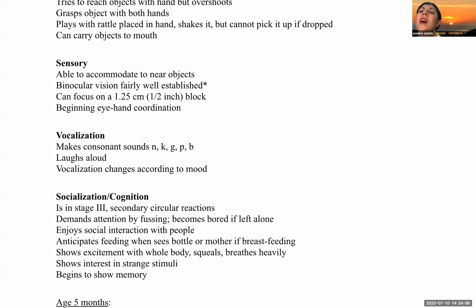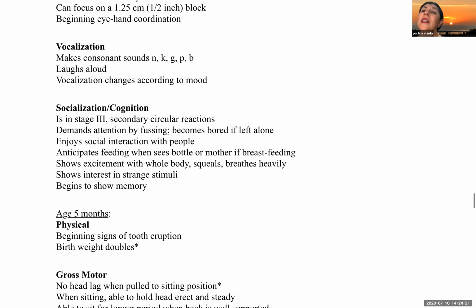Sensory motor, binocular vision is fairly well established. They can focus on about a 1.25 centimeter or a half-inch block, and they're beginning to develop that hand-eye coordination. Vocalizations include N, K, G, P, B. They will laugh aloud. In terms of socialization, they demand attention by fussing. They don't want to be left alone. They like socializing with other people. They're starting to show memory.